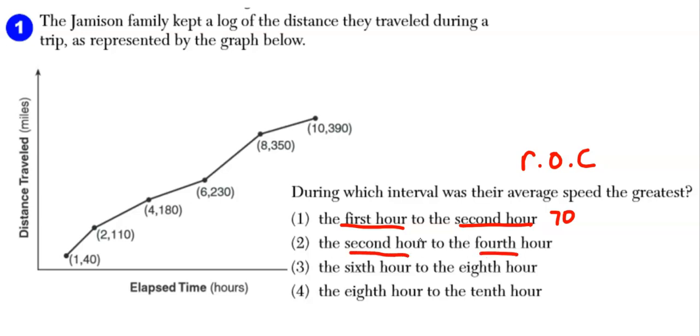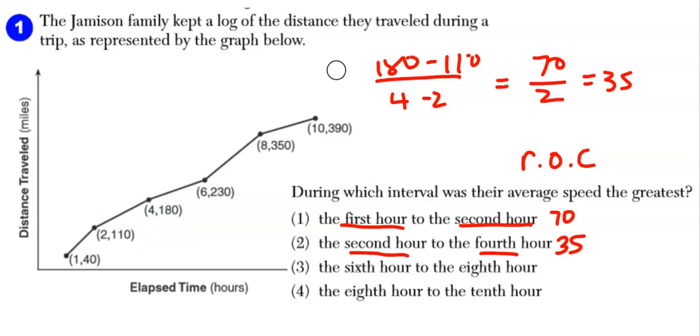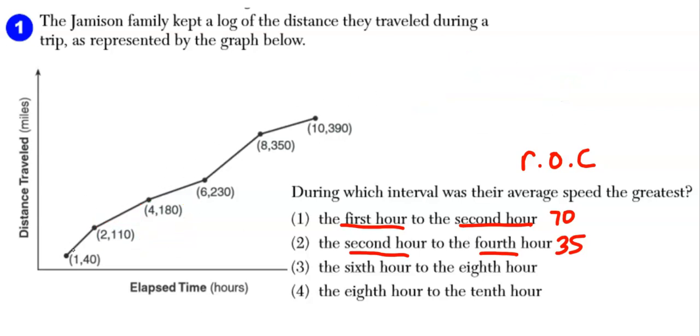Second option is from the second to fourth hour. It's these values here. So 180 minus 110 over 4 minus 2, which gives us 70, but over 2 this time, which is an average rate of speed of only 35. And we can kind of tell that when we look here at the graph how steep this line is compared to the steepness of that second interval there. Right? It's not as sharp of an incline.